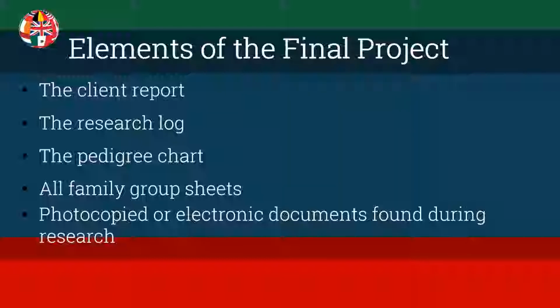The final project entails performing a research project from start to finish in the 4-hour allotted time of the test. In that time, you will need to do several things. You will need to create a research log, filling it out as you do the research. You will need to produce a pedigree chart, family group sheets for all people found in the research, a client report, and the photocopied or electronic documents found during research. We're going to talk about each of these elements, and I will give you ideas to how to prepare and what you should keep in mind as you're doing the final project.